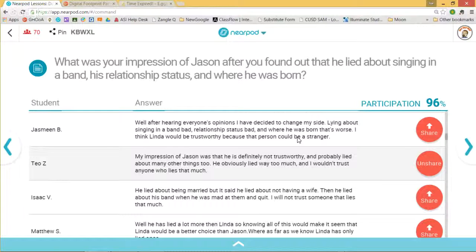But think about this next one. So let's go to the last one first. Where he was born. Now, first off, why would anybody lie about where they were born? They don't have control over that. It's not like they were like, Mom, not yet. I don't want to be born here. Right? I don't know why he would, but maybe he didn't lie.